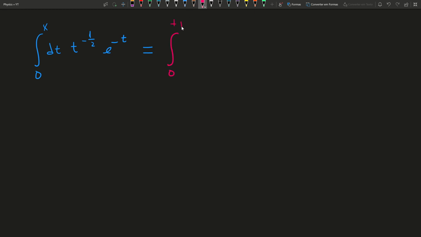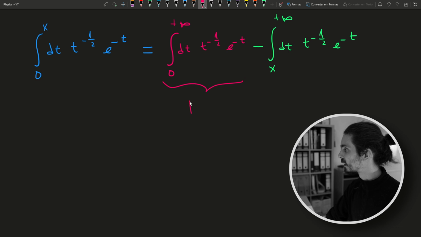First, the integral from 0 to plus infinity dt, again t^(-1/2) exponential minus t, minus the integral from x to plus infinity dt t^(-1/2) exponential minus t. The first integral is already known to us. It's the gamma function at 1/2, which is exactly square root of pi.